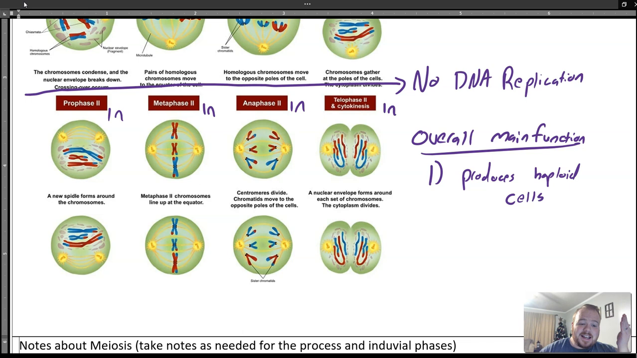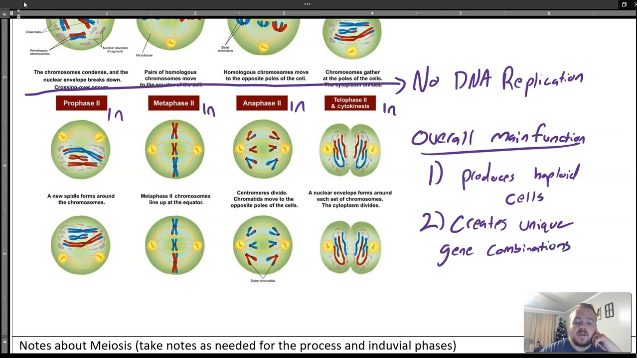So the main function is to produce haploid cells, but also in the mere process of making haploid cells, it does a secondary function. And that is, it creates unique gene combinations in each gamete. So each sperm and egg cell is going to have a unique combination, specifically 2 to the 23rd power. That's a very large number.